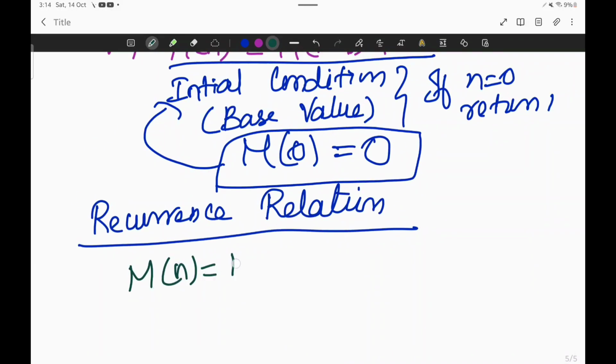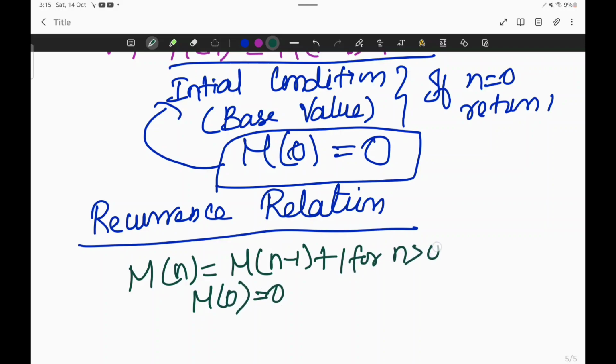Here 0 means the number of multiplications. So what is the recurrence relation? Again we will write clearly. M of n is equal to m of n minus 1 plus 1 when n is greater than 0, and the initial condition is m of 0 is equal to 0. Suppose n is equal to 0, then no multiplication.